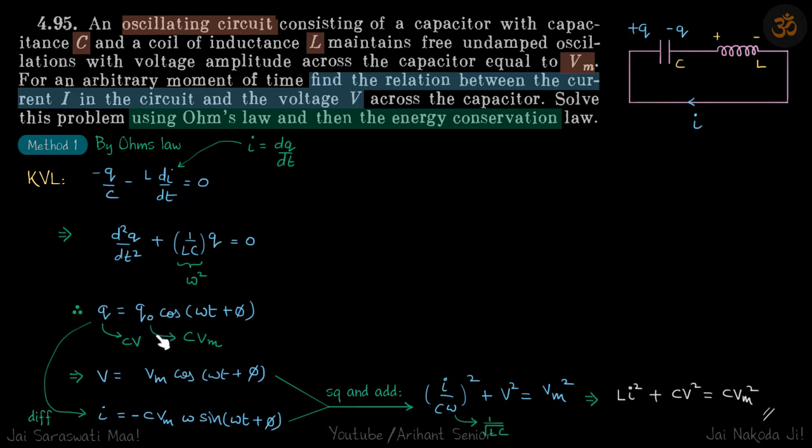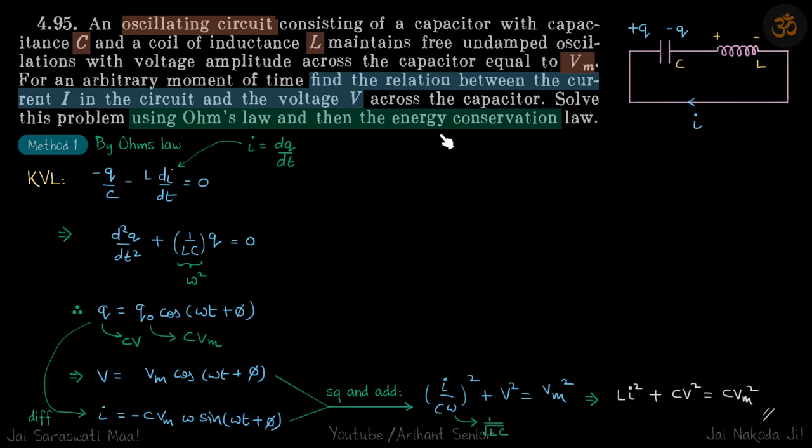We need a relation between voltage and current, so let's get rid of t and phi. We just square and add them, and we get (I by C omega) whole square plus V square is equal to Vm square. Omega from this equation is 1 by root LC. Putting that here, our relation becomes L i square plus C v square is equal to C Vm square. This is with the KVL, that is Ohm's law.